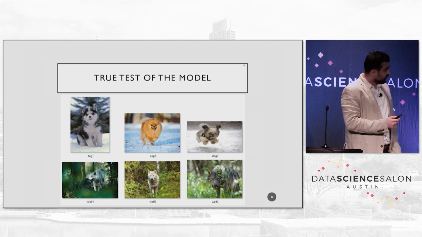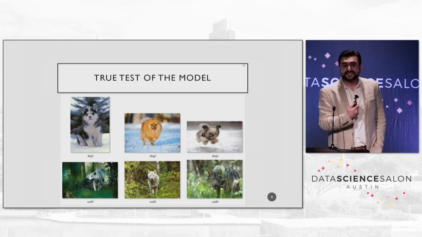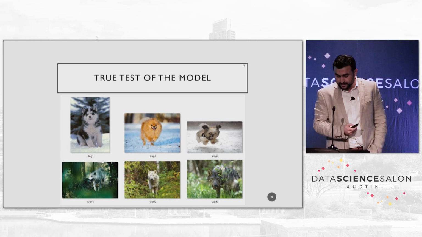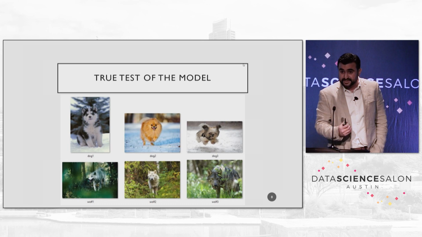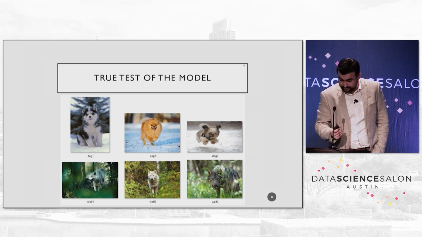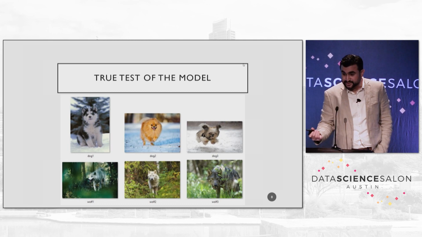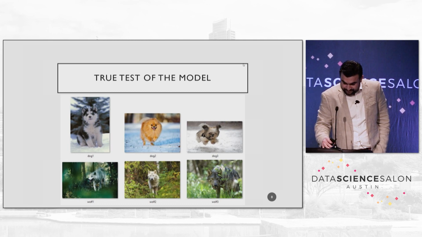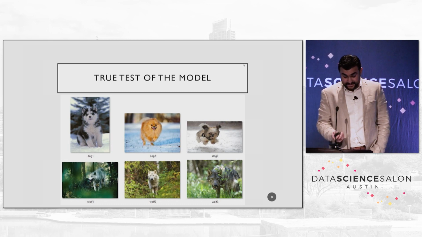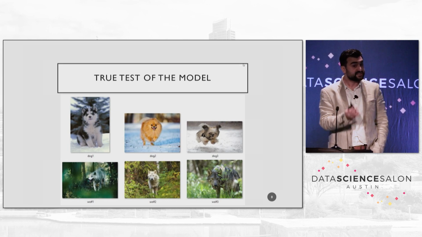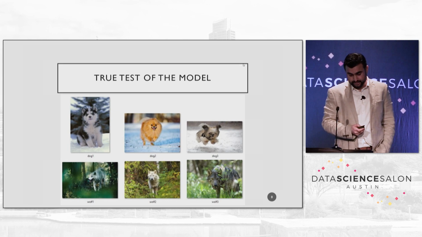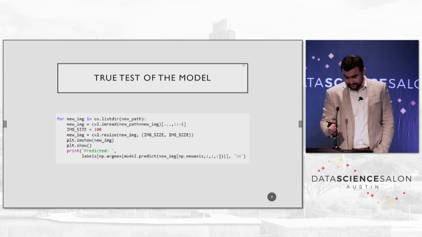I basically have just 6 images here, 3 puppies and 3 not cubs, just wolves, pretty vicious-looking wolves, I'd say. Let's actually test the model, right? This is the true test, right? So let's see. It's very simple.